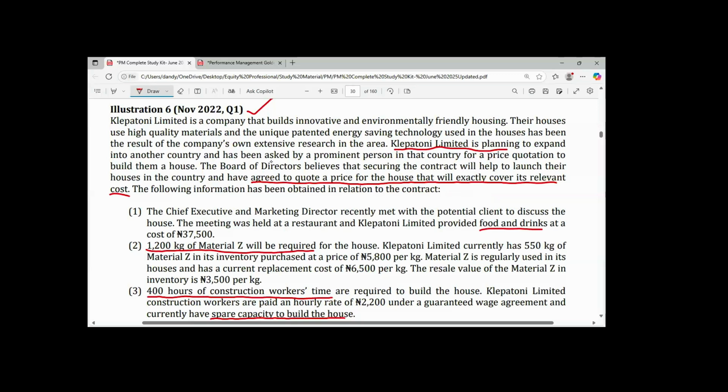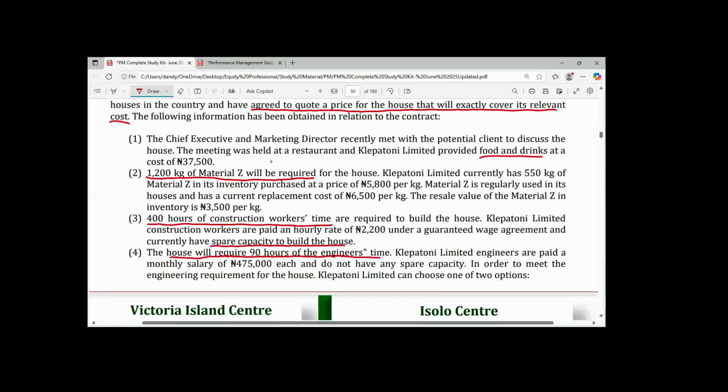So you are now given the following additional information. Like I said, relevant cost questions are solved through the additional information. So let's start with additional information 1. We will treat it, then we'll come back to the second one. Now, in the first additional information, you are told that the chief executive and marketing director recently met with a potential client to discuss the house. The meeting was held at a restaurant, and Klepatoni Limited provided food and drink at a cost of 37,500.